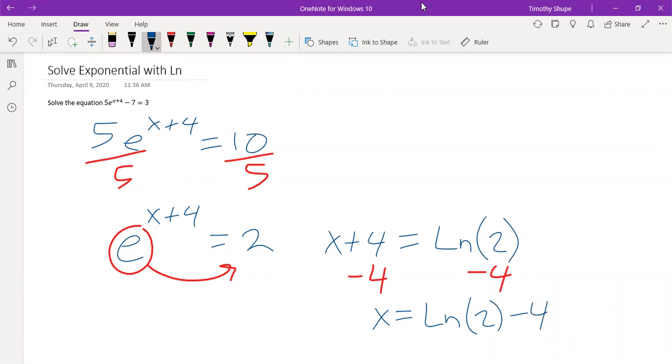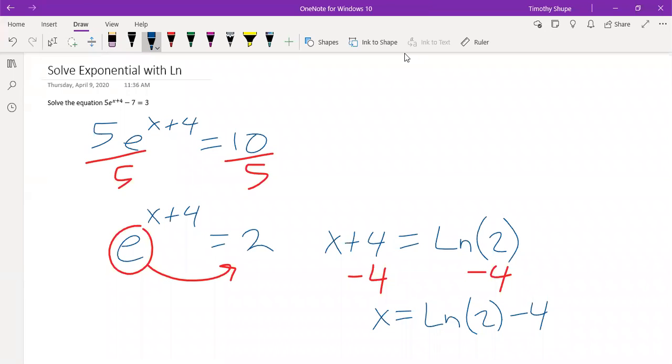minus 4. So the very first thing we did is we added the 7 to undo that subtraction by 7. Then we went ahead and divided by 5 to undo the multiplication by 5. We used a natural logarithm to undo the exponential base of e, and then we subtracted 4 at the very end.